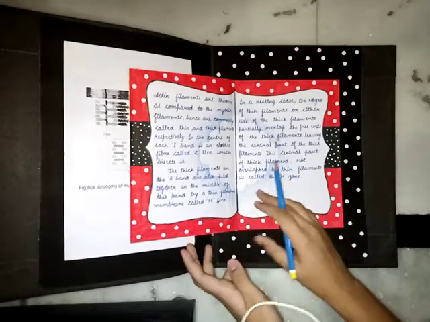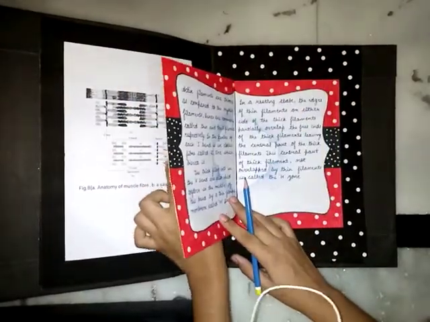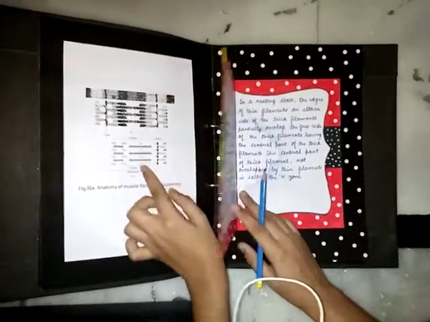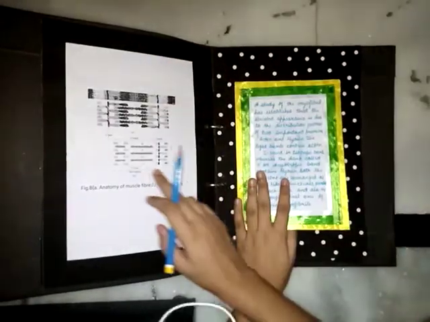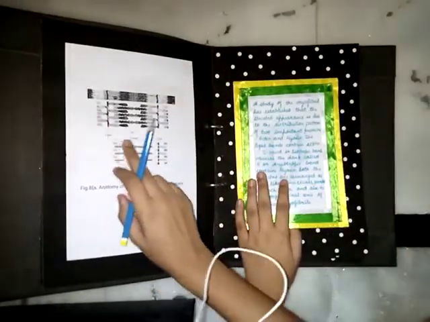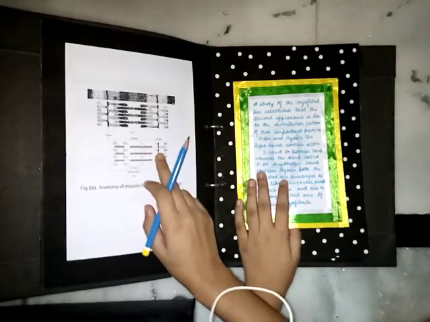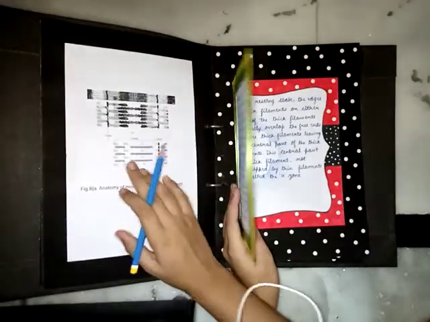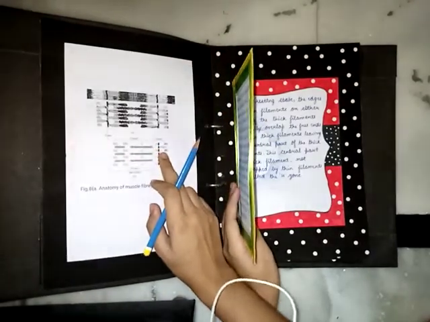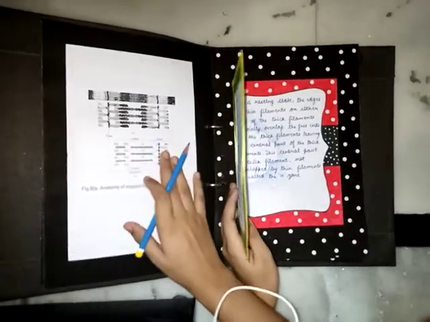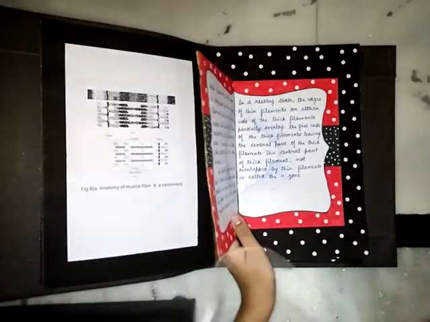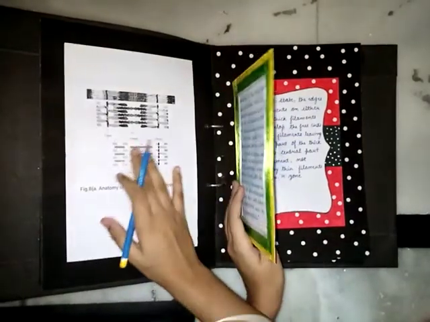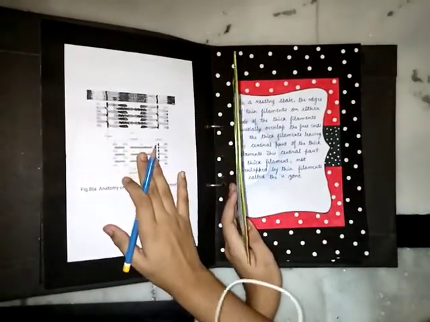In the center of each I band you can see this line. This line is known as Z line, which bisects the I band, and in the middle of the A band there is a line which is called the M line. In a resting stage, the edges of thin filaments, that is actin, on either side of thick filaments, that is myosin, partially overlap the free ends of thick filaments.